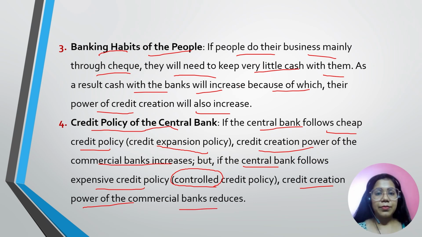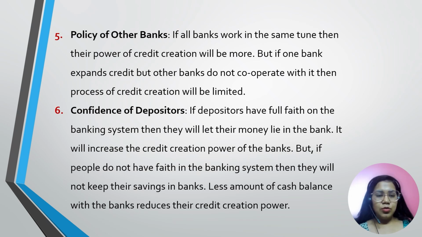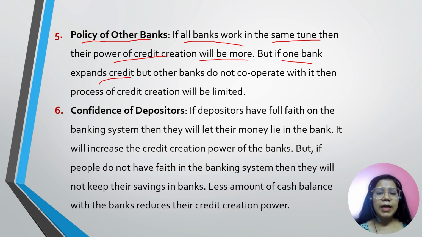So the fifth point is the policy of other banks. The power of credit creation by one bank is also dependent on the credit policy adopted by the other banks. If all banks work in the same tune, then their power of credit creation will be more. But if one bank expands credit but other banks do not cooperate with it, then the process of credit creation will be limited.